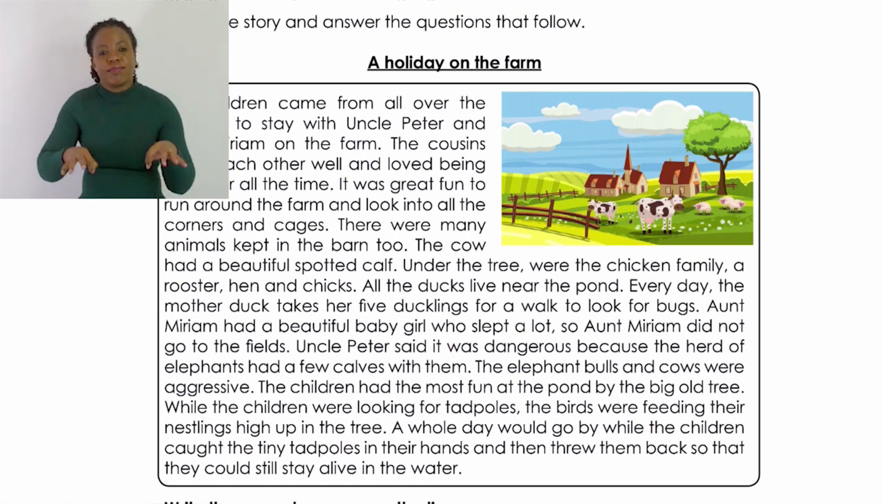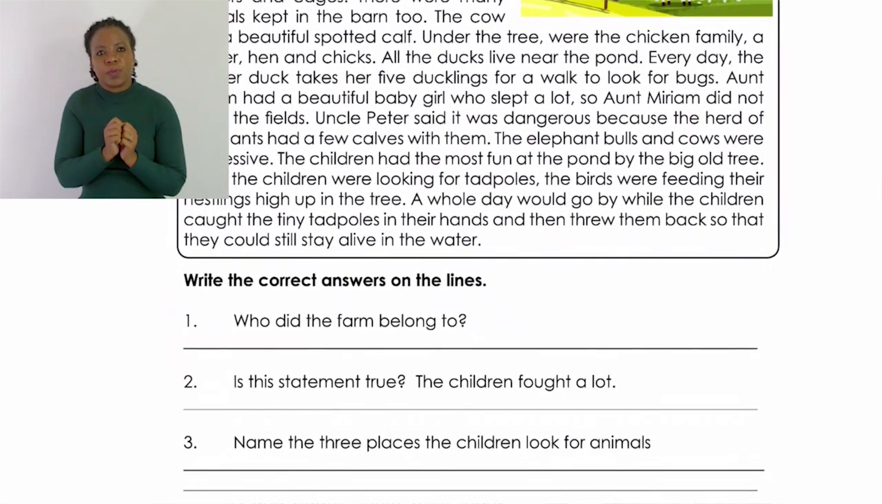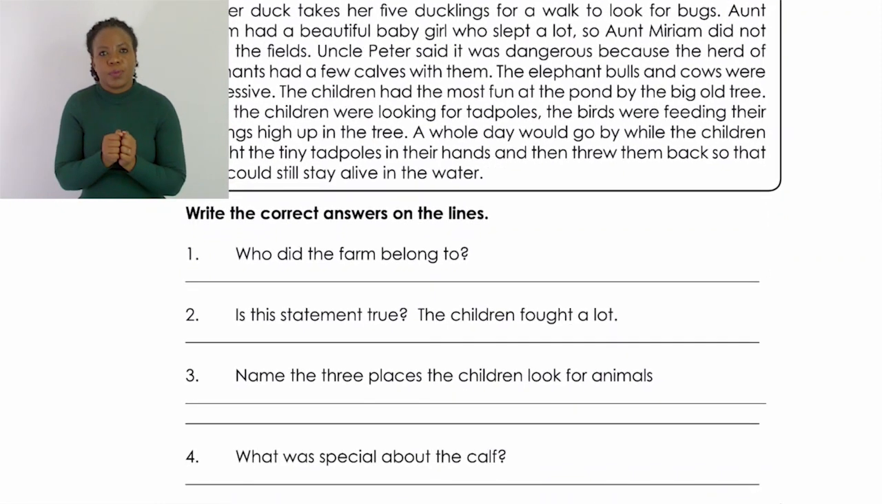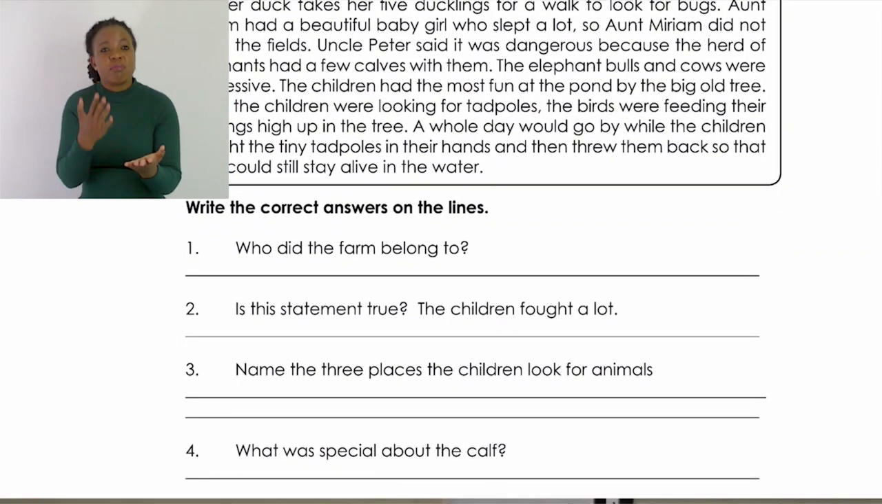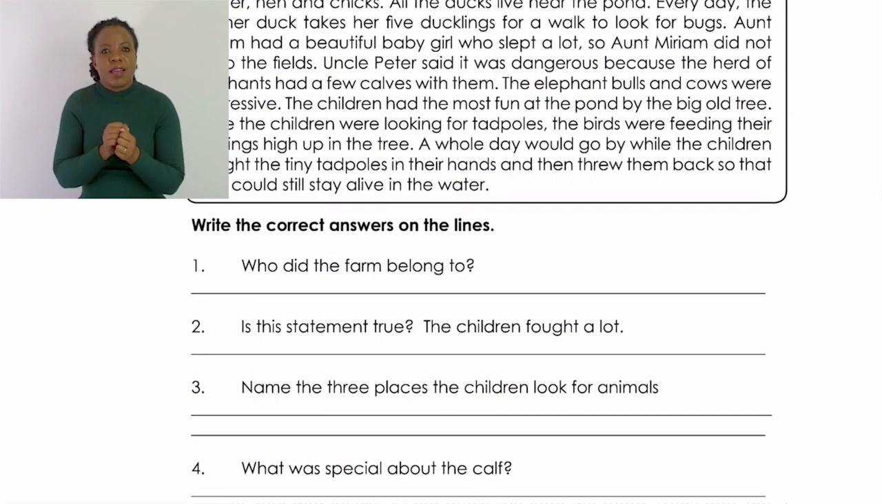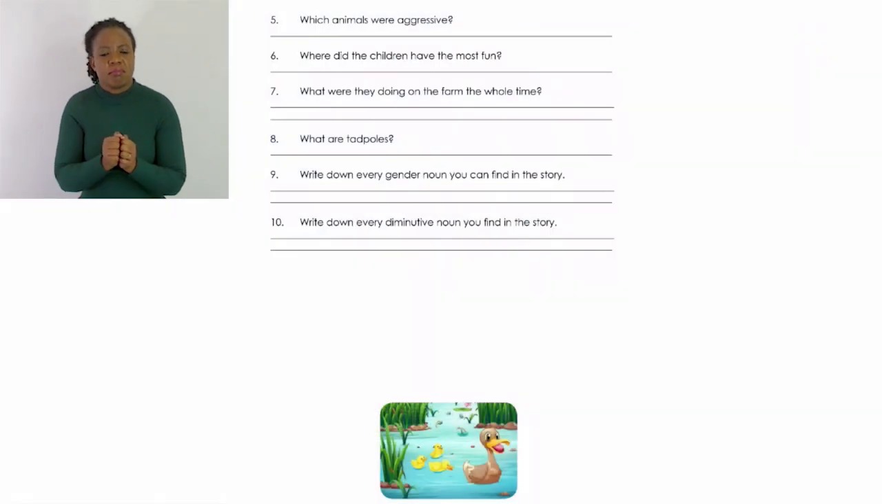Then I will jump to the questions that are given about the comprehension. This will make it easier for you to understand the comprehension. I will read the questions. Question number 1 is saying, who did the farm belong to? Is this statement true? The children fought a lot. Number 3, name the 3 places the children look for animals. What was special about the calf? Which animals were aggressive? Where did the children have the most fun?